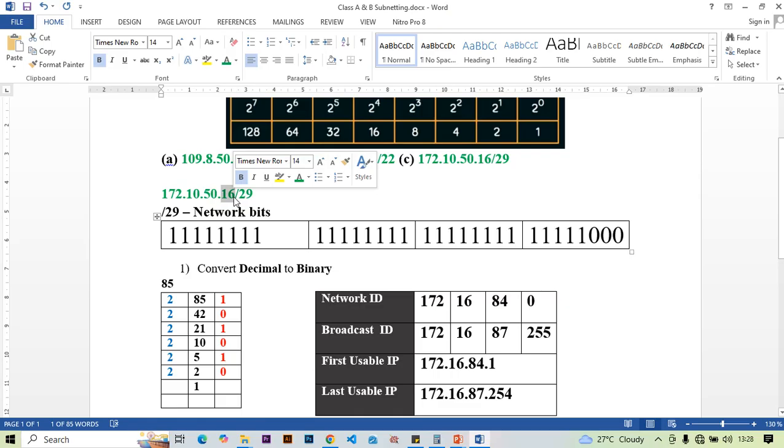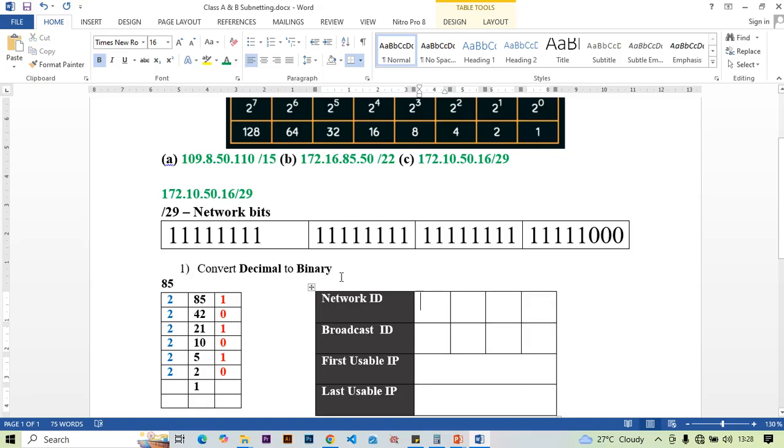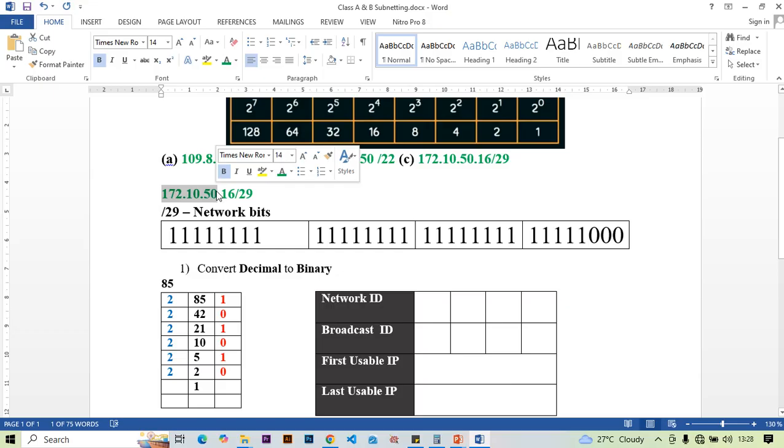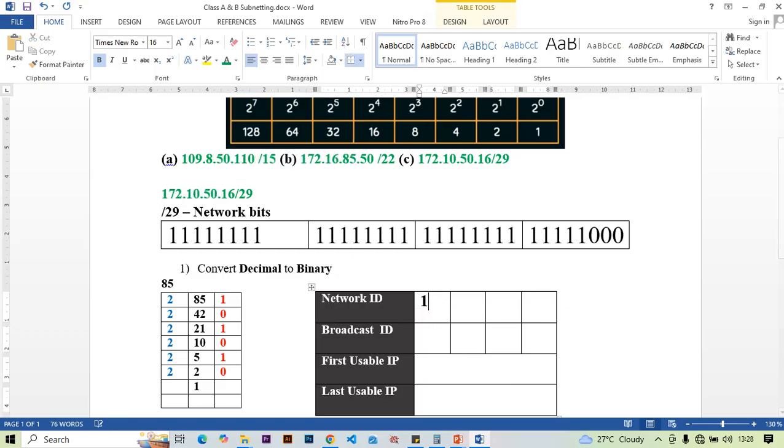So it means, what do we know? All the first 3 octets are going to be constant. They will be repeated here. So we shall have 172, and we shall have 10, and also have 50. And then the same applies to this table also here, like that. Now what we don't know is the value that's going to be here and what's going to be here.